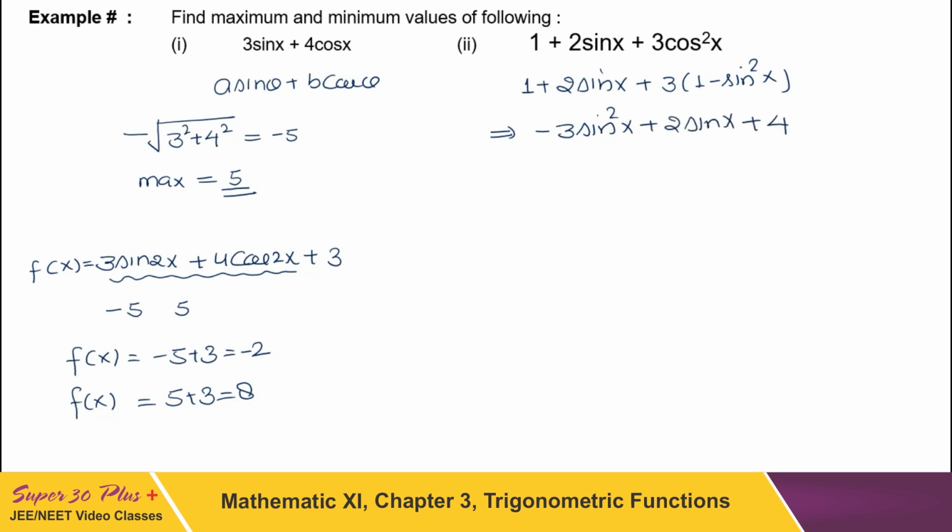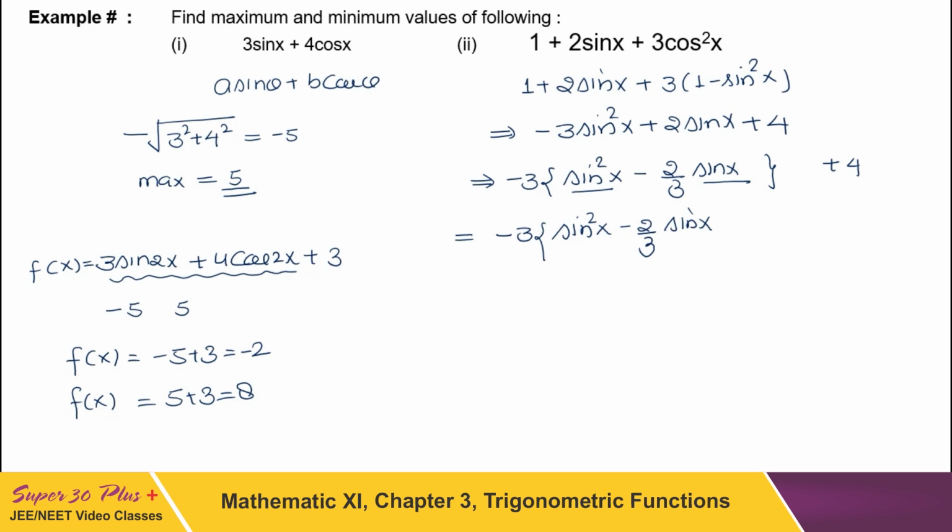Now we are going to convert this expression into a perfect square in sin x. For making a perfect square, first of all, I am going to take minus 3 as a common factor. It is sin square x minus 2 by 3 sin x plus 4. The coefficient of sin x is 2 by 3, and half of 2 by 3 is 1 by 3. Now we are going to add 1 by 9 and subtract 1 by 9. Now this is the perfect square, or you can say it is minus 3 times (sin x minus 1 by 3) whole square minus 1 by 9 plus 4.